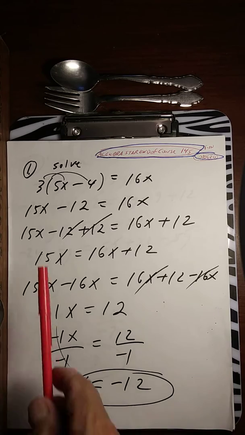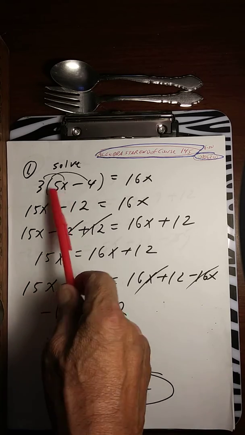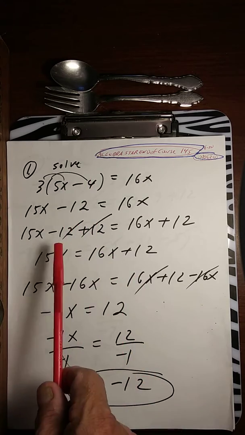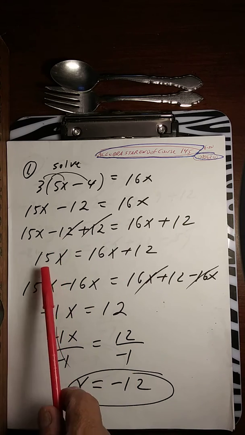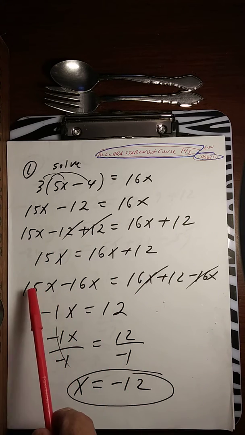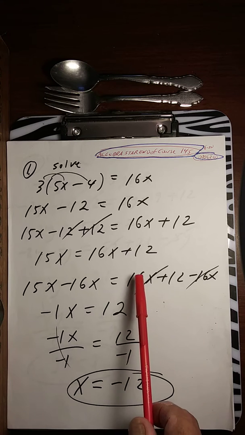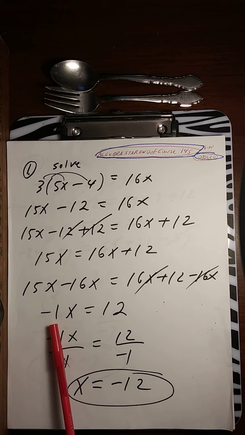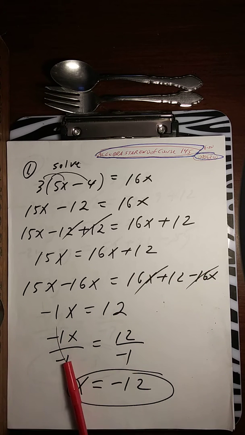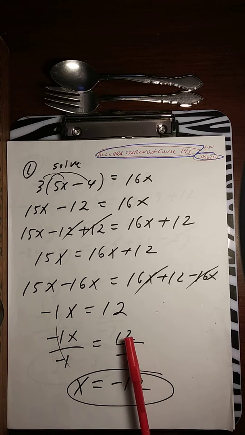Solve this problem. Multiply 3 times 5, 15, 3 times that is 12. Add 12, 15x, so 16x plus that, 15 minus 16 is -1, and these are gone. So we have, divide by -1, these are gone. So we have a -12.